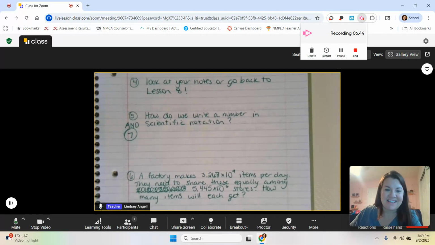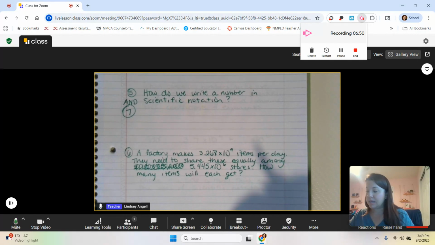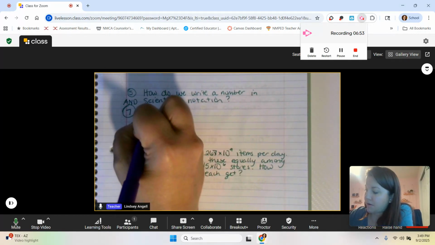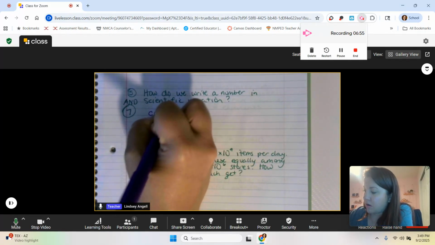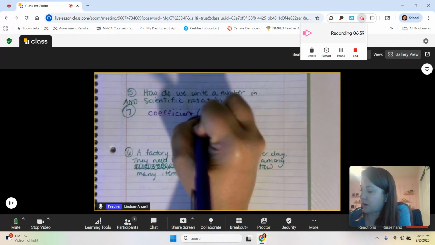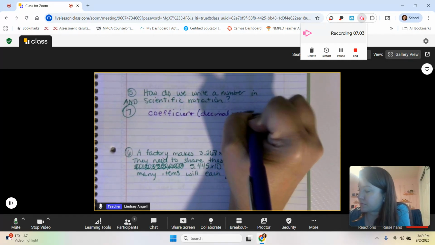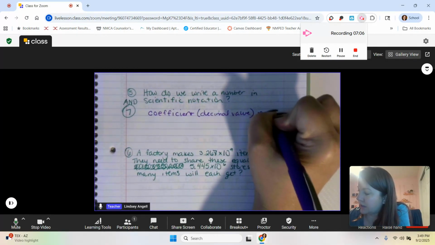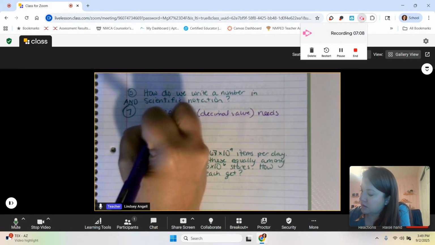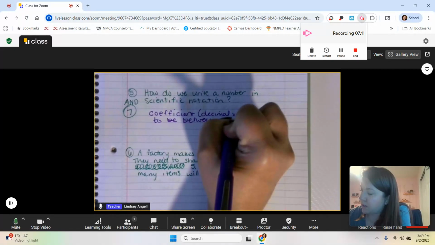Okay, number 5 and number 7. How do we write a number in scientific notation? Well, in scientific notation, remember that the coefficient, or the decimal value, needs to be between 1 and 10.